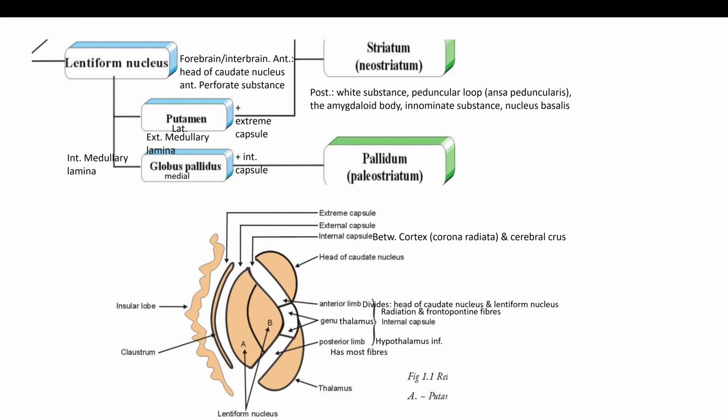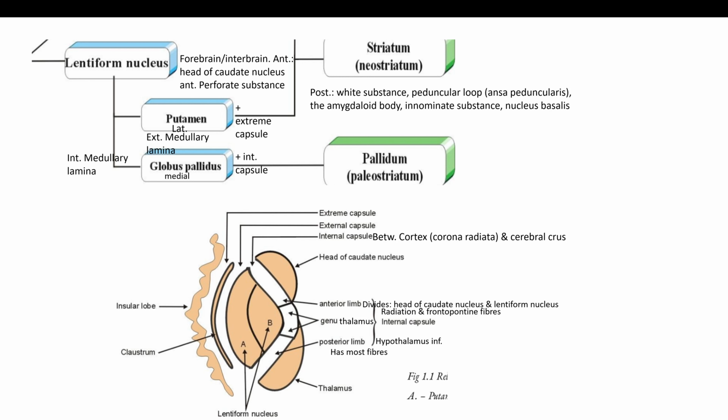It's a broad band of white fibers separating the basal nuclei with three capsules. First, the internal capsule. In the horizontal section it looks like a mathematical sign, showing greater than for the left and less than for the right hemisphere. The internal capsule extends between the cortex, corona radiata, and cerebral crus.